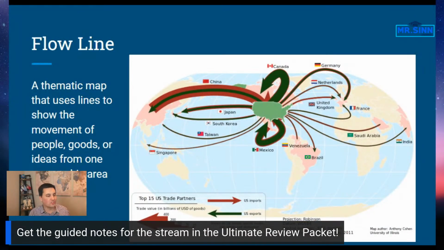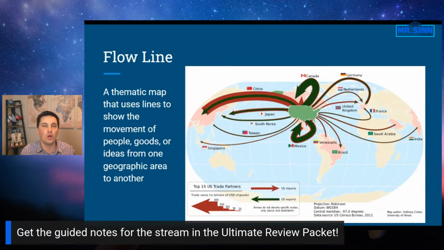All right, we're almost done with our maps here. The next one is a flow line map. By the way, if you're following along in the notes, if I'm going too fast, let me know. You can always pause it or rewind or any of that stuff. But we have a flow line map. And here's an example on the screen right now. Right here, we're looking at exports and imports.